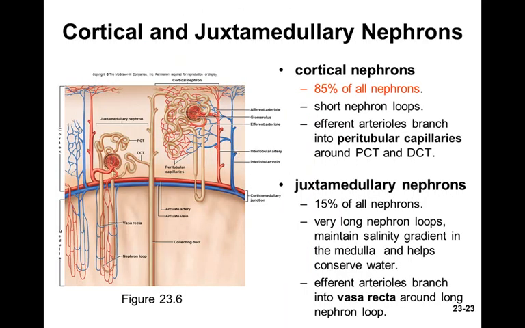Now, here it talks about the two different types of nephrons. You have cortical and juxtamedullary nephrons. I want you to know that almost all of them are cortical, which is 85%, and that means they're located mainly in that cortex region, which is what we just looked at.